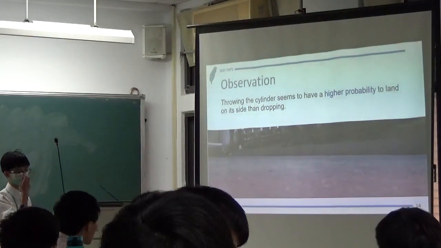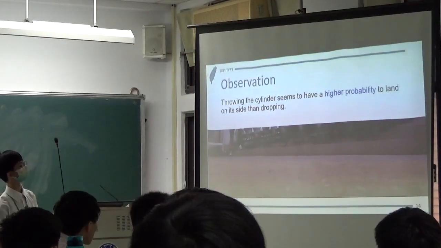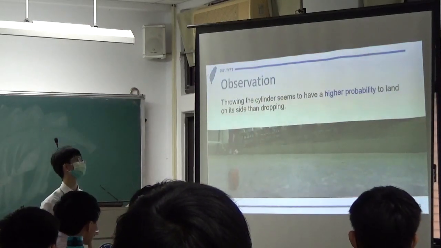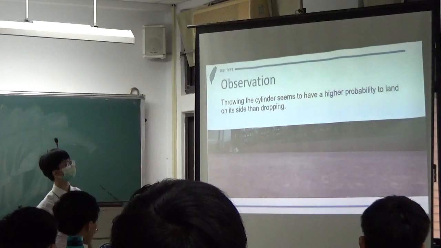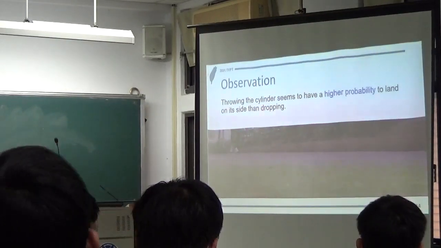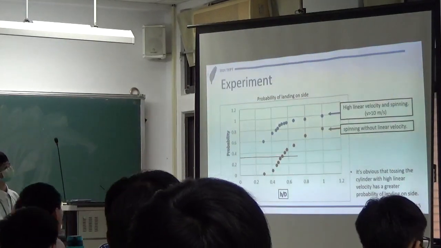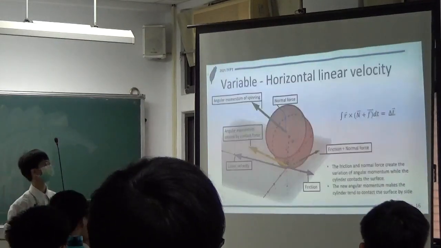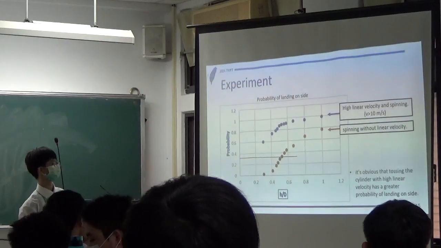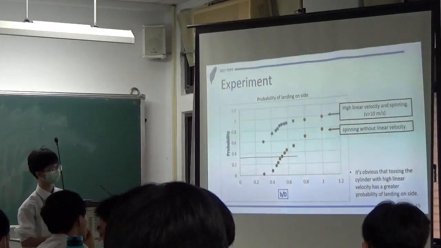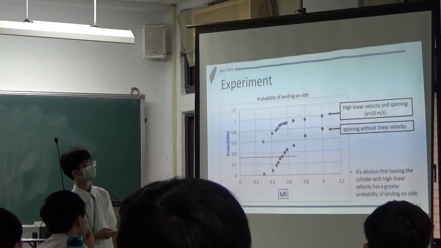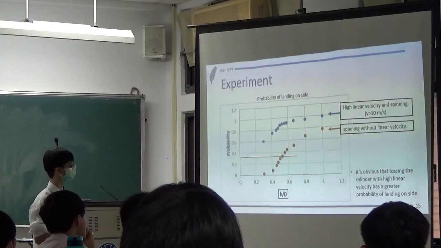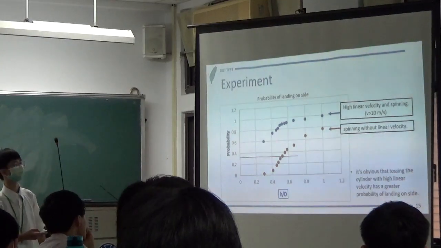And we found an amazing phenomenon. This is the observation: when rolling, the cylinder seems to have a higher possibility to land on its side than when dropping. So we conducted an experiment to test this phenomenon. We found that if the linear velocity of the cylinder is higher, the possibility will be higher.